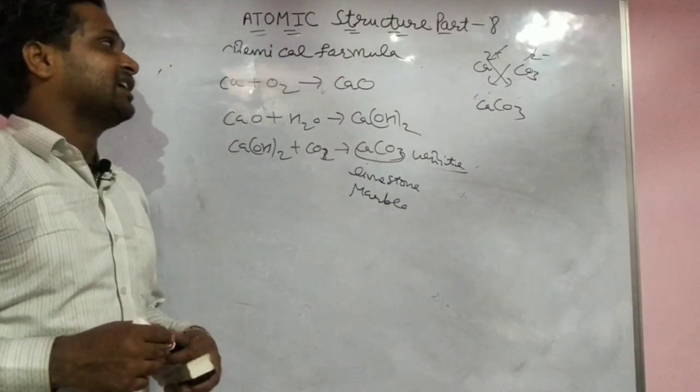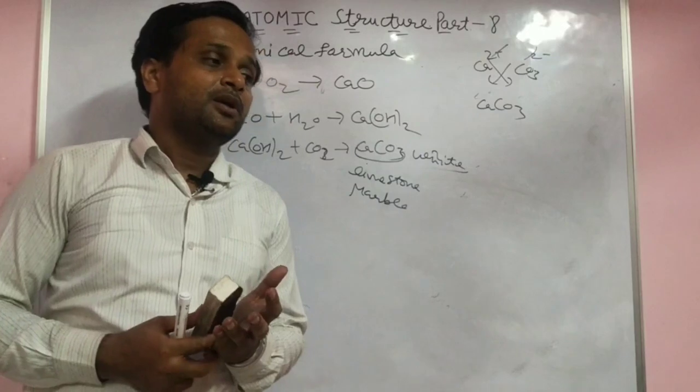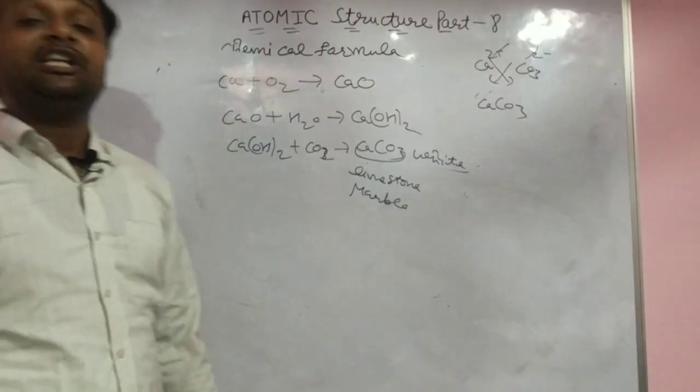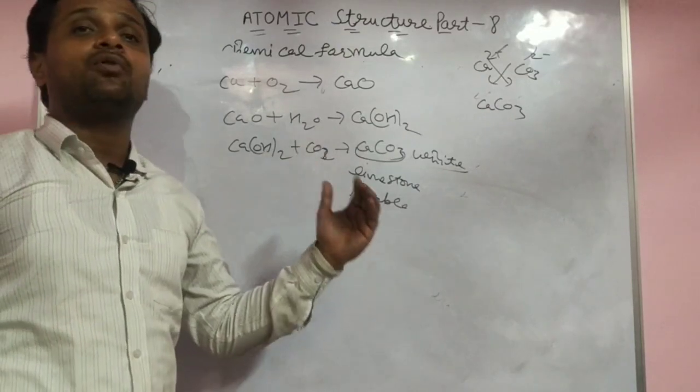So these are the chemical formulas, very easy chemical formulas. In the next lecture, we discuss the ionic bond and covalent bond.